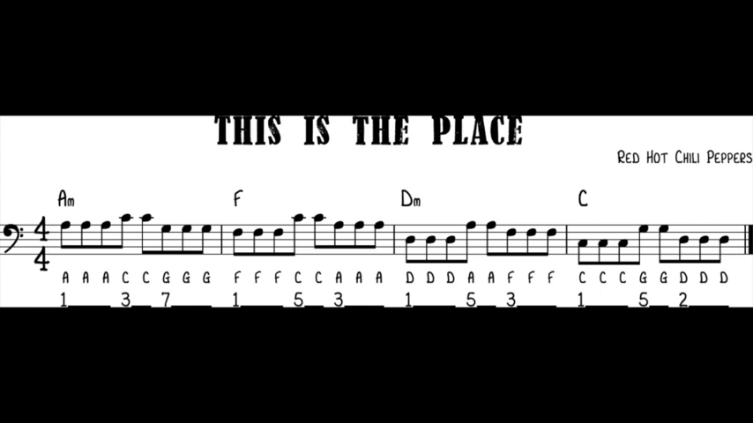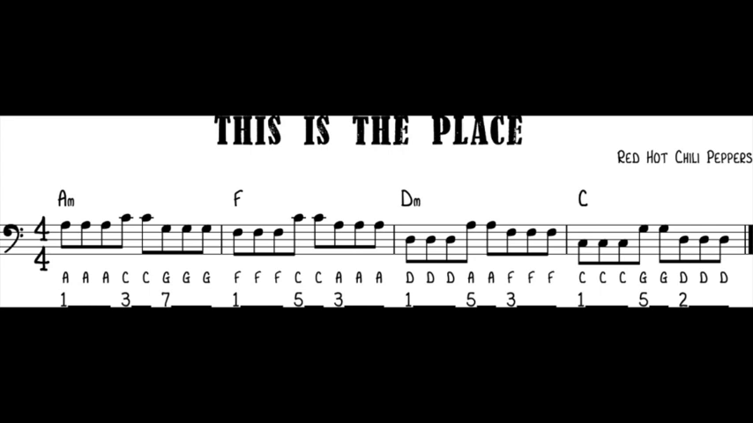Next example we're going to look at is This Is the Place by the Red Hot Chili Peppers. So we've got a 4-bar chord progression here starting on A minor, so A minor, F, D minor and C. They start to get a little bit more adventurous now. So instead of just using the chord tones, we're adding in a few extra different notes.